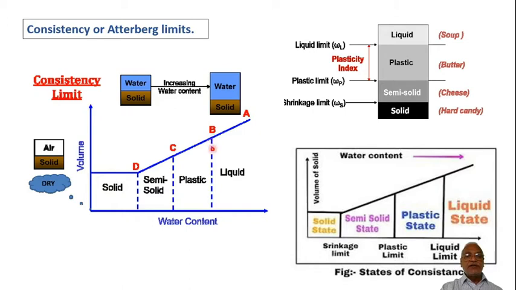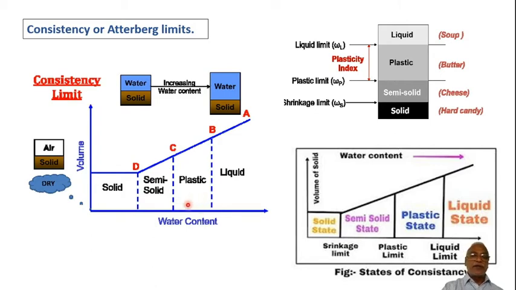The stages are: beyond this B we have liquid state, between B and C we have plastic state, between C and D we have semi-solid state, and then this horizontal stretch will be having solid state. Now the corresponding water contents at B, at C and at D are liquid limit. It is the limiting water content of liquid state, that's why it is liquid limit.